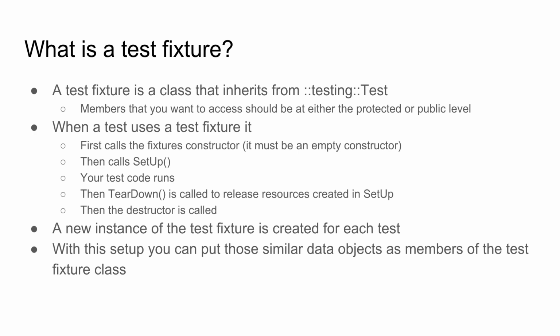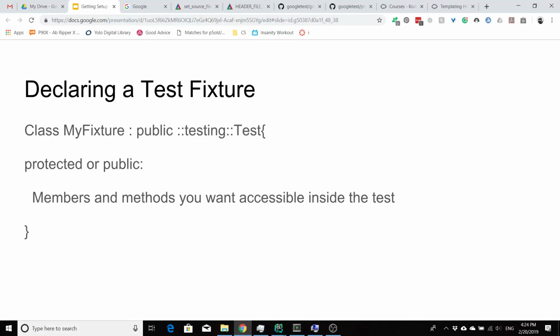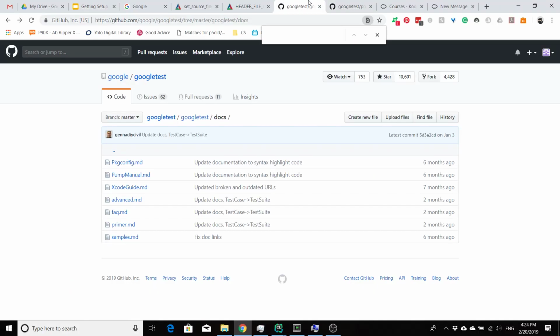And for every single test that you have that uses this fixture, it creates a new fixture, a new instance of this class for it to work on. So what you might want to do if you declare a fixture is, you have class myFixture. We haven't talked about inheritance yet. We'll hit it next week. A colon, public testing::Test, protected or public, and then the members that you want to access inside here. You could also provide any methods, again, for common pieces of code that you want to run. Could be in here as well. Google Test also gives an example of this.